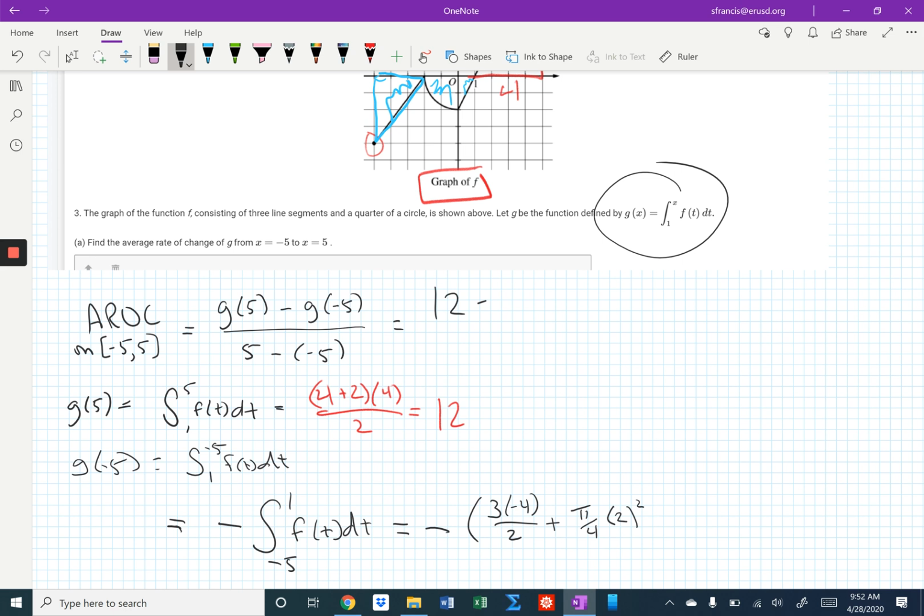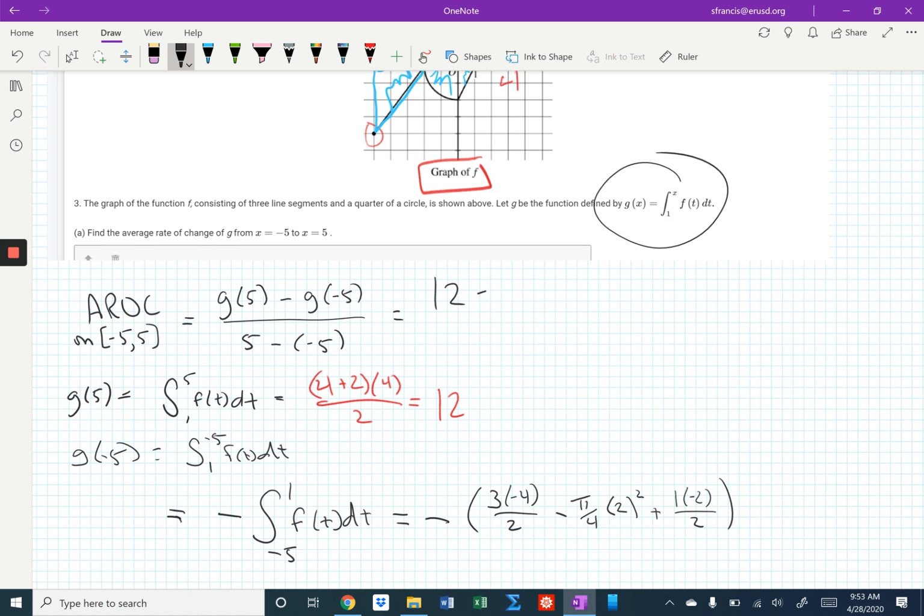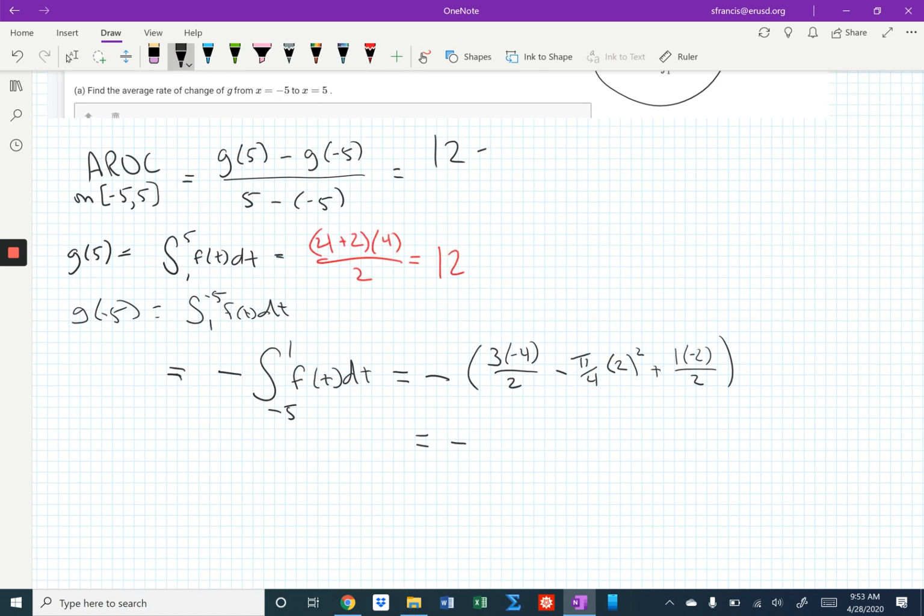And I just got to make sure that I count this as negative. So to do that, I'm going to make it a subtraction problem here. And then for the other triangle, I have a base of 1 and a height of -2 divided by 2. So I get this, and so this is negative. So this is -6 right here. 4 divided by 4 cancels, so minus pi here, and then this becomes -1.